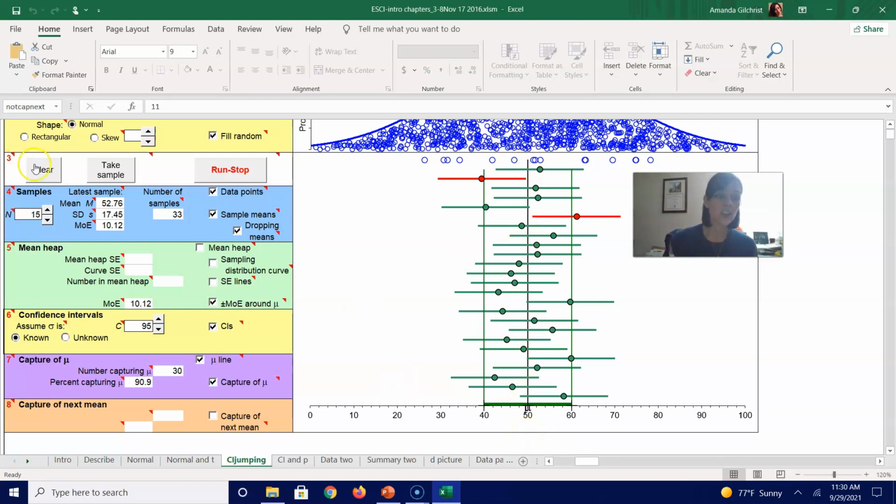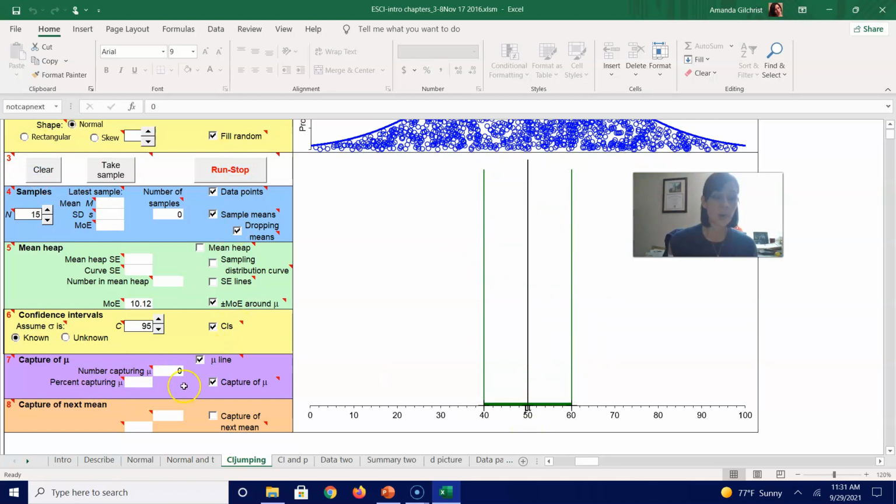So now I'm going to go ahead and clear. And we're going to run a lot of different samples. What I want you to pay attention to, once I'm done taking a significant amount of samples, is we're going to figure out how many samples captured mu and the percent of those samples that captured mu. So we're going to go ahead and run this for a few minutes. I'm going to pause this and let this run. And when we're done, we'll go back and take a look at it.